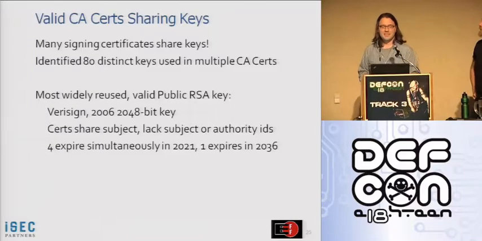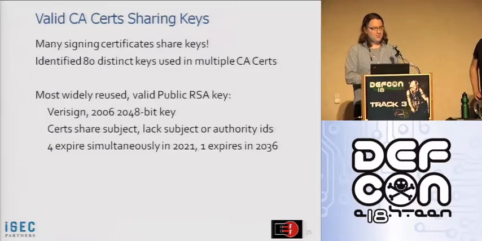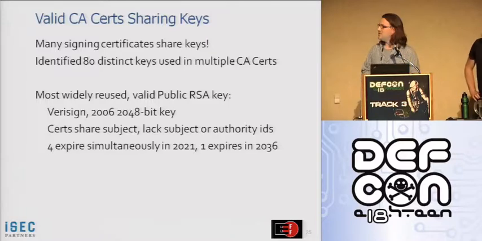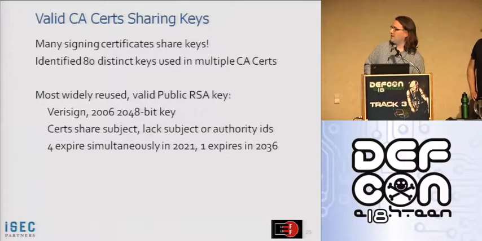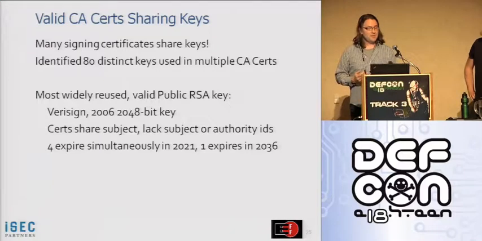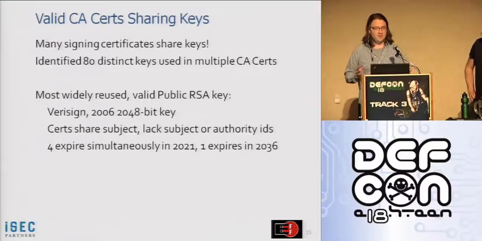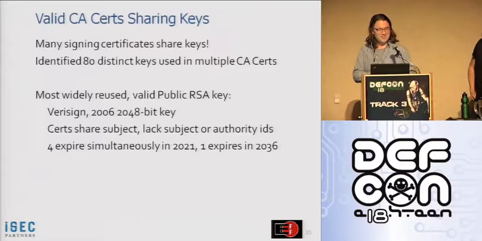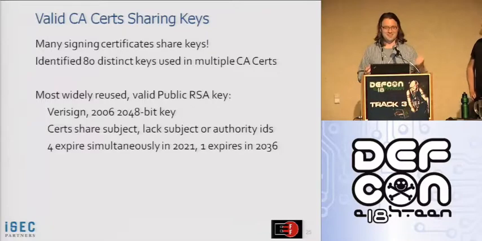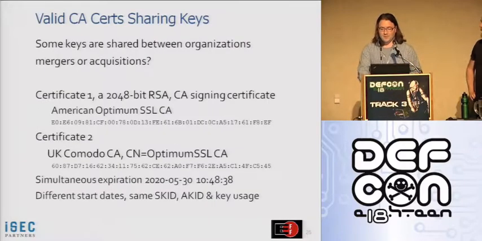We identified 80 distinct keys that were used in multiple CA certs. And the most widely reused one was this VeriSign key from 2006. It's a strong 2048-bit key. The certs all share a subject, and they lack subject or authority IDs. There's only 4 of these keys, and they all expire simultaneously in 2021, but one of them doesn't expire until 2036. So when you look at that, you think, what is going on here? Why is it okay for these first ones to last only till 2021, but that last one till 2036? And you see a lot of interesting behavior like that.